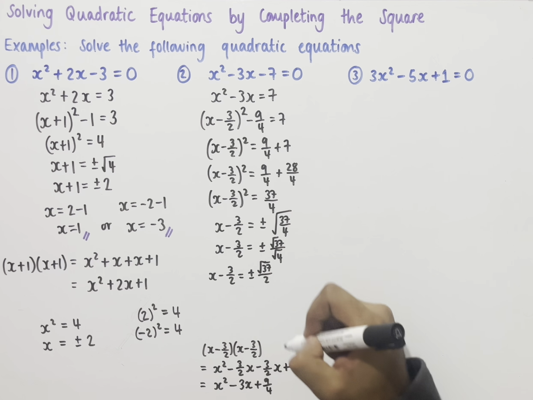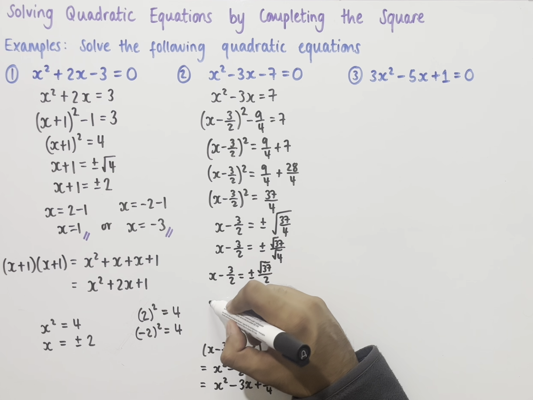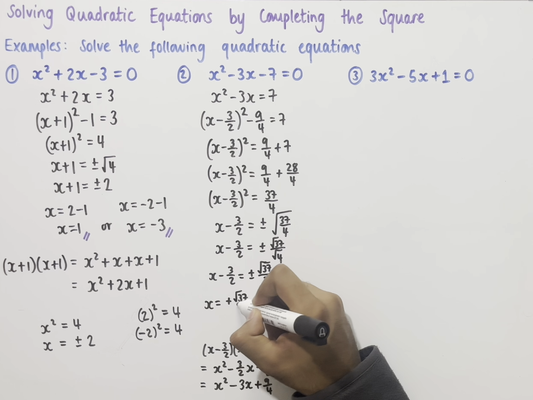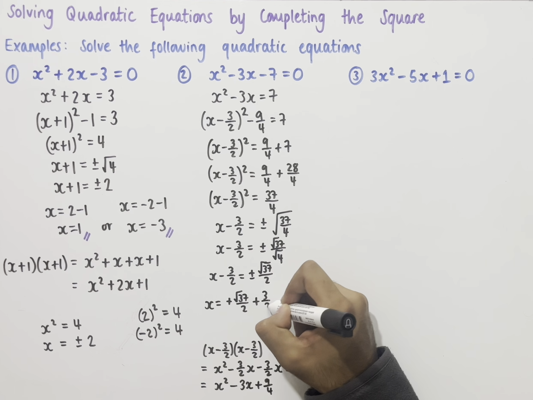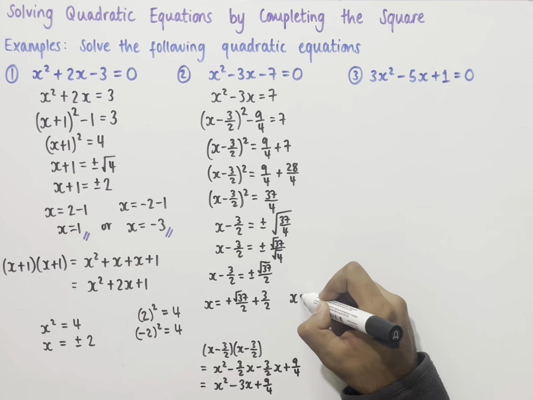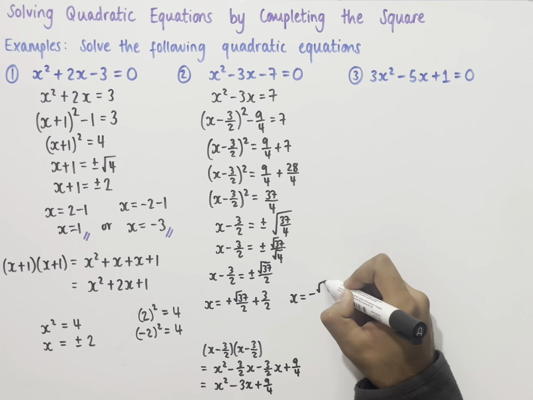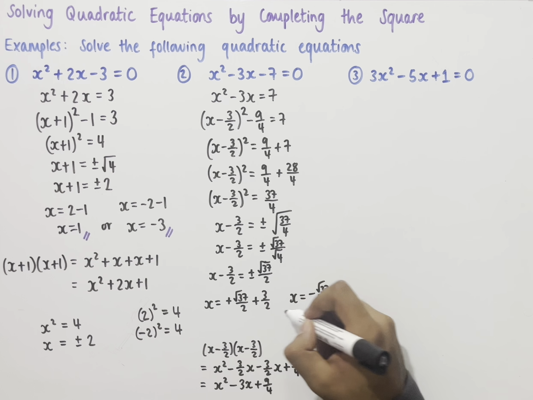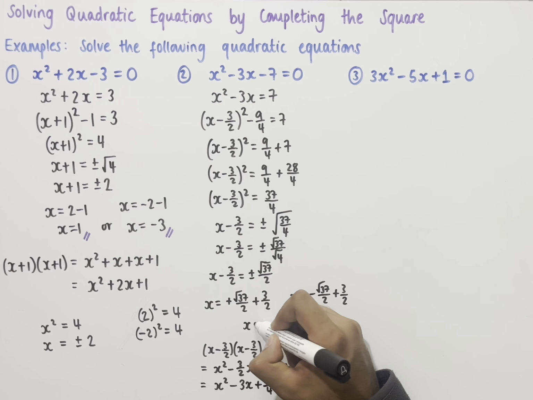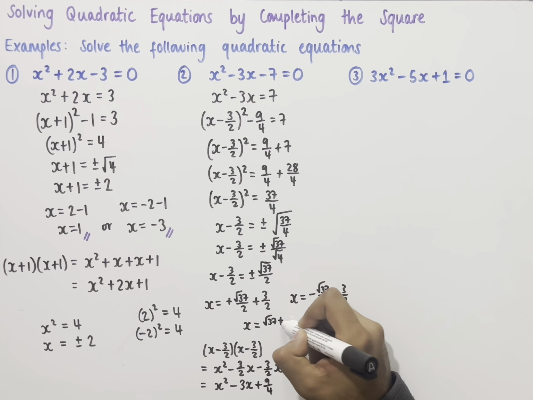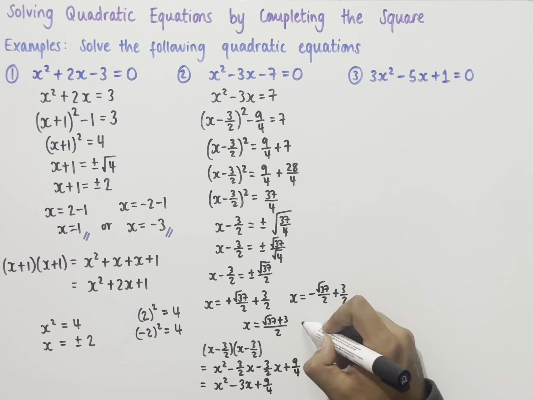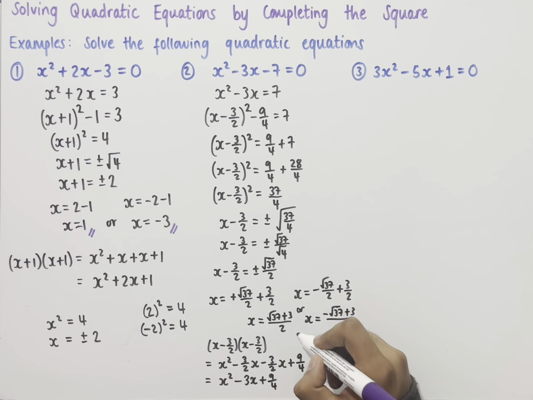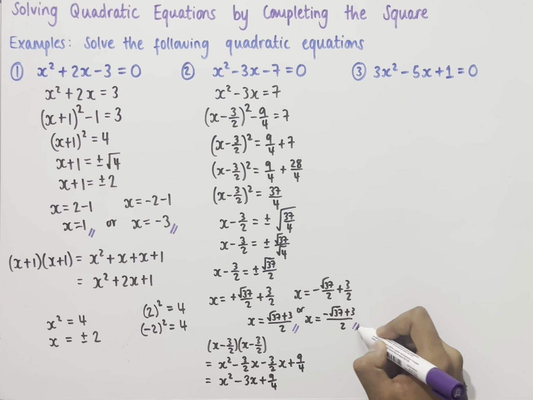Adding 3 over 2 to both sides, we end up with two solutions. The first is x equals plus root 37 over 2 plus 3 over 2, and we also have x equals minus root 37 over 2 plus 3 over 2. Simplifying this into one single fraction, we end up with x equals root 37 plus 3 all over 2, and x equals minus root 37 plus 3 all over 2. So these are the two solutions to this quadratic equation.